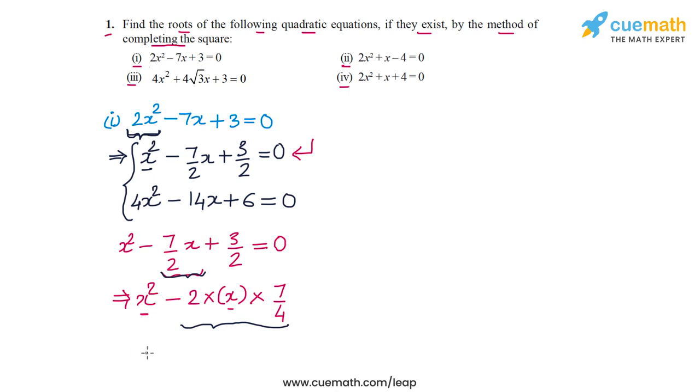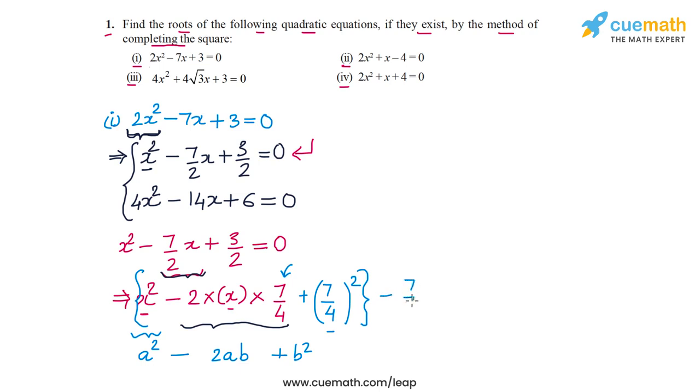So now what do we have? We have an a square term, and we have a minus 2ab term. What we need now to complete the square is a b square term, where b is 7 by 4. So now I can introduce this new term, 7 by 4 whole square, and this combination of terms will be a perfect square. But because I have introduced this term, I will also need to subtract it. So we have minus 7 by 4 whole square, and then the original constant term 3 by 2, equal to 0. So this is how I can complete the square.